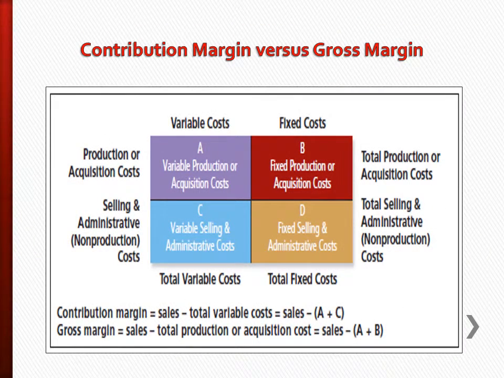This slide is a summary of what I just described, but just very quickly, it demonstrates two dimensions. The columns show variable cost and fixed cost. The rows show two different types of cost, production cost, and then selling and administrative cost.